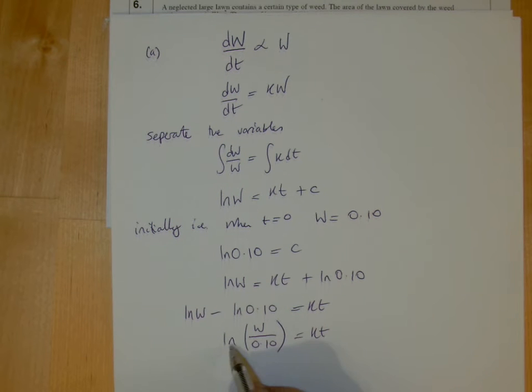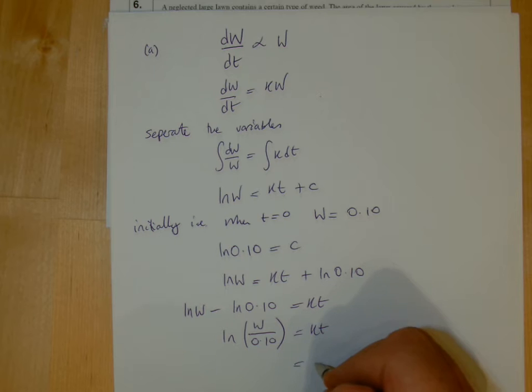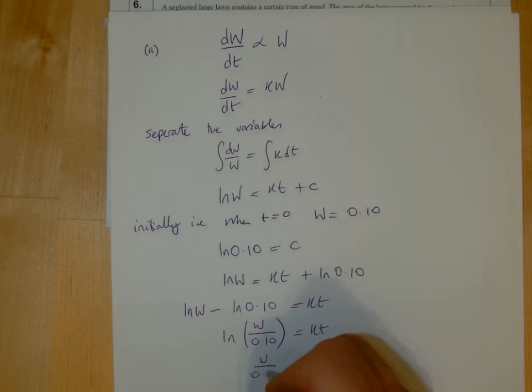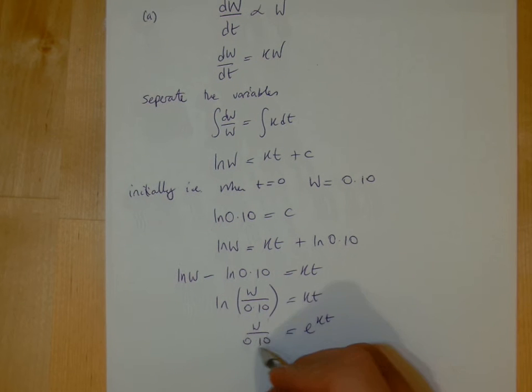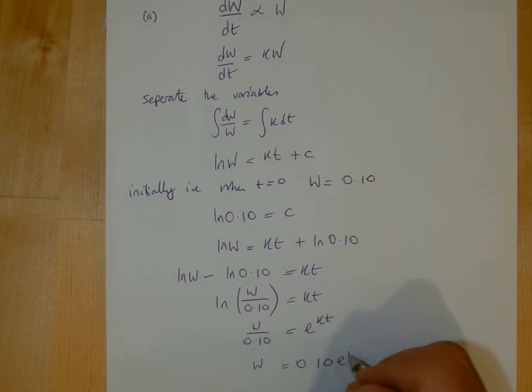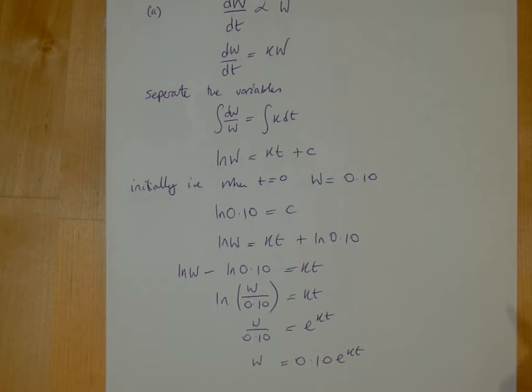And then, to get rid of the ln, we can take the ln over the other side and do the inverse of it, which becomes e. So W over 0.10 will equal e to the KT. And then take that 0.10 up, so we get W equals 0.10 e to the KT. So sorted, we've got the answer there.